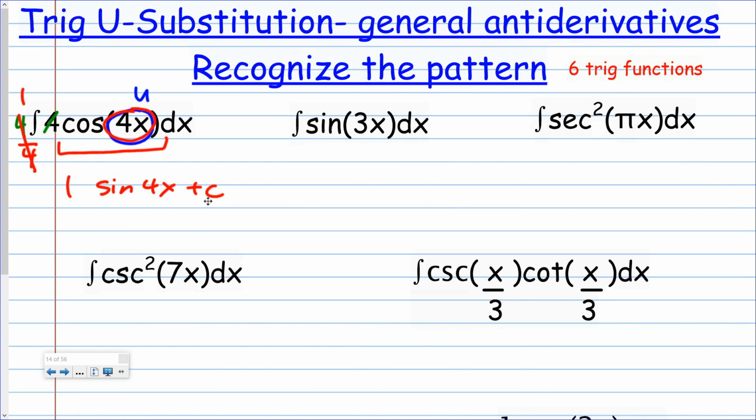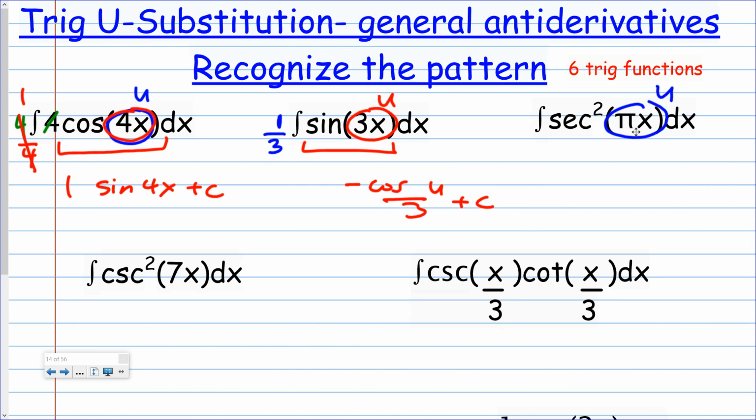So let's do some more shortcuts. Here we go. If you make 3x your u, is this on my pink sheet? Yes. What's the integral of sine u? Negative cosine u. What's the derivative of 3x? 3. So you just divide by 3. You see the shortcut. Another thing you could have said is there's really a 1 here, so you divide this by 3, and you could say it's a 1/3. Same thing.